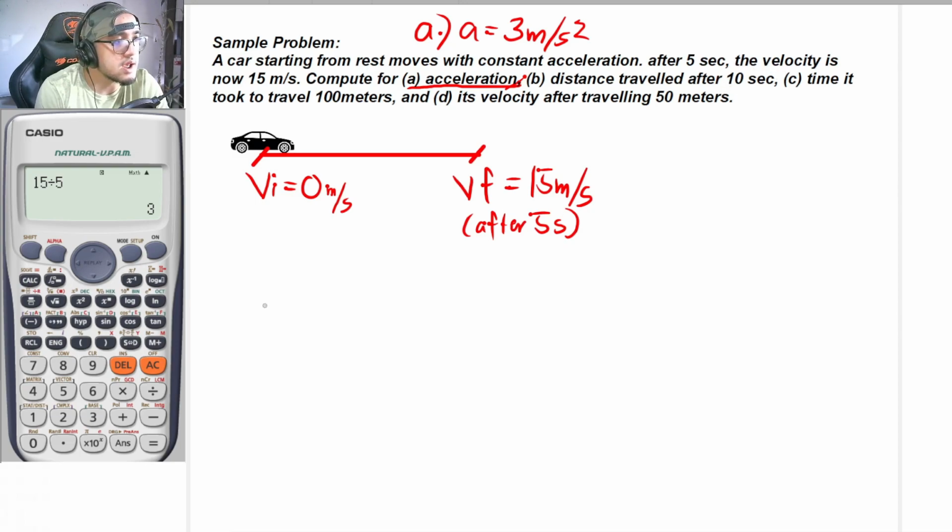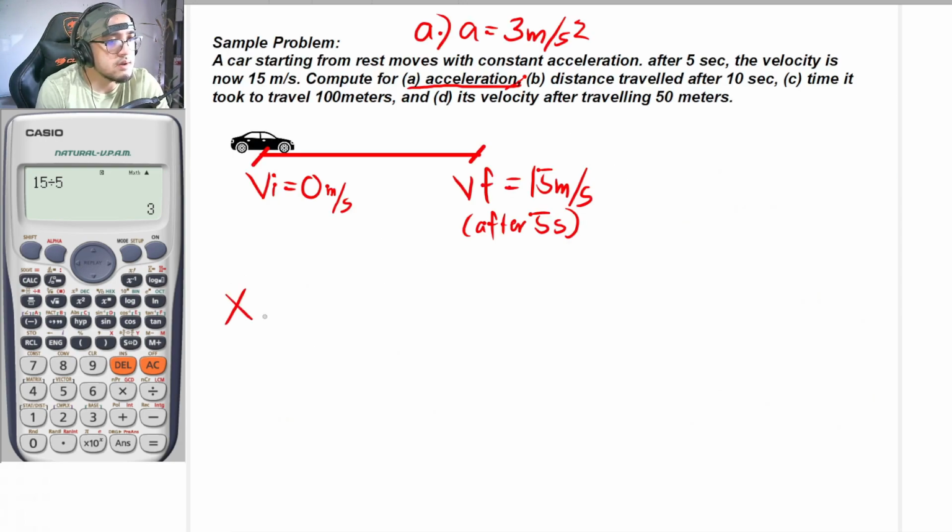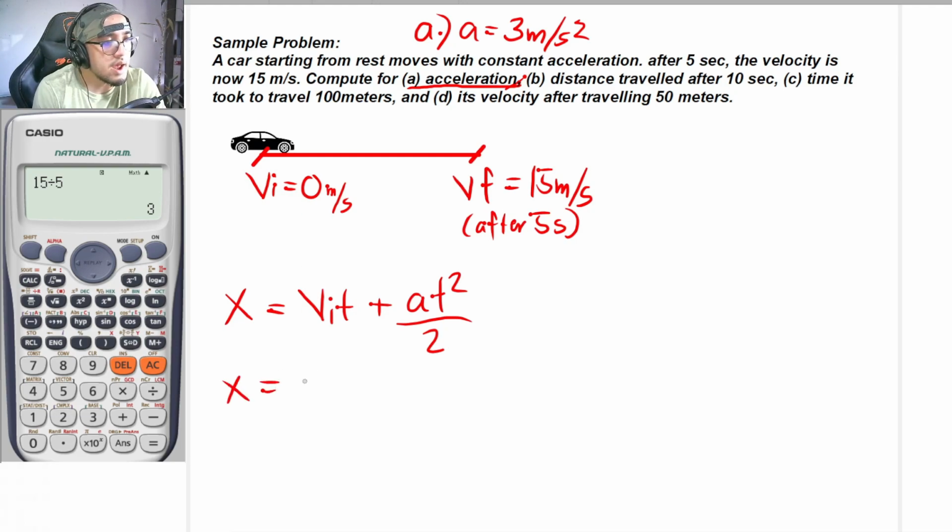Once again, the value for x is equal to VIT plus 1/2 AT squared. So x after 10 seconds is equal to VIT plus AT squared divided by 2. The value for x we do not know yet, and for VI, this is 0, plus AT squared. For our acceleration, that is 3 meters per second squared.